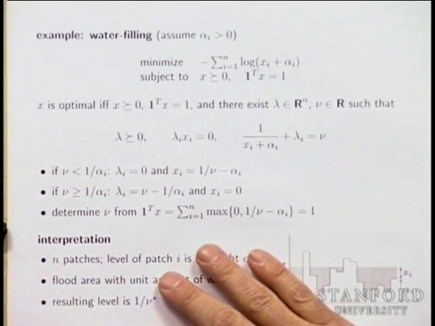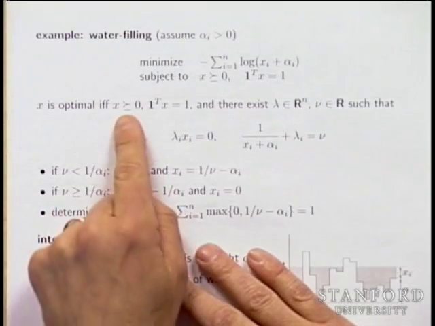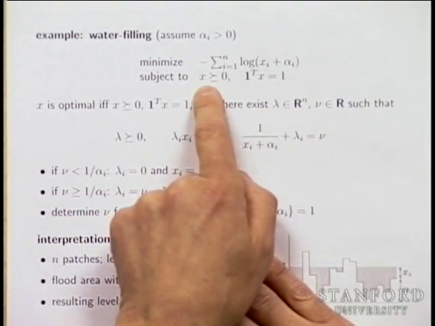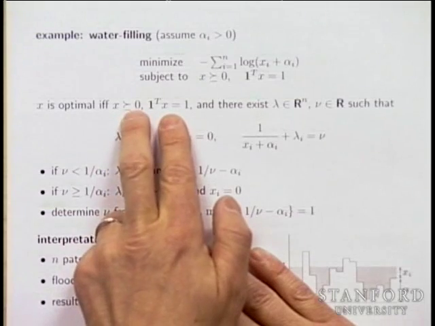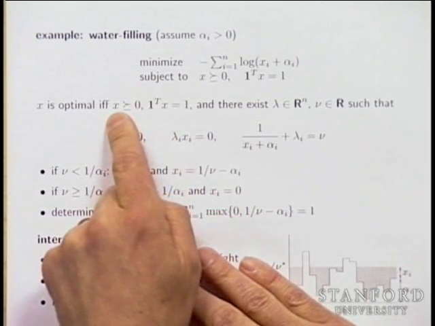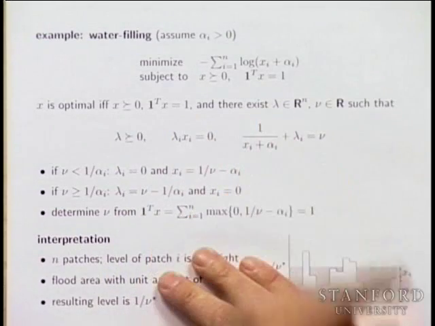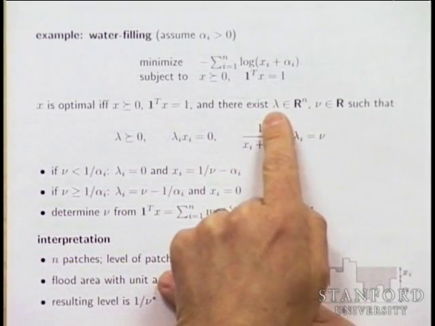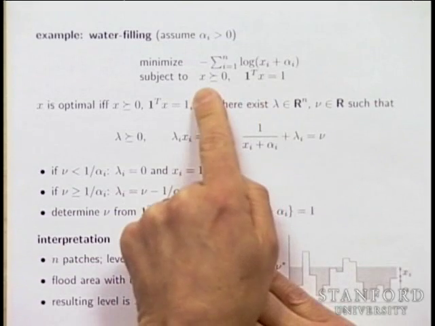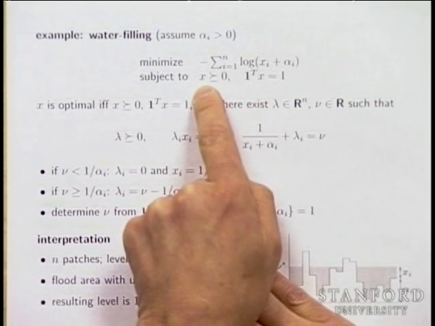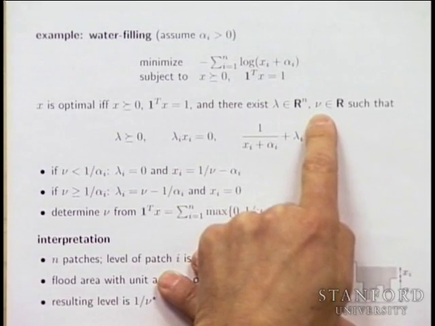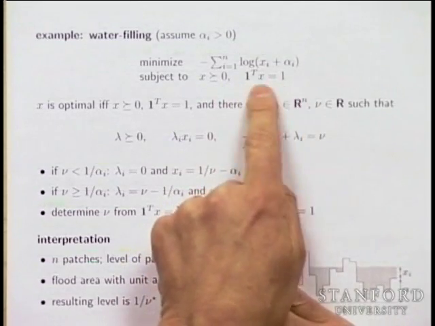Well, if you write down the KKT conditions, it's very, very simple. It's that x, of course, has to be primal feasible. That means it's a probability distribution: it adds up to 1, and it's non-negative. We have a Lagrange multiplier lambda associated with these inequalities, and we have a Lagrange multiplier nu associated with this equality constraint.